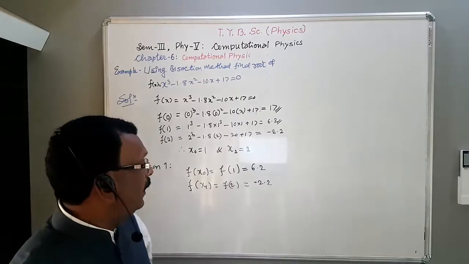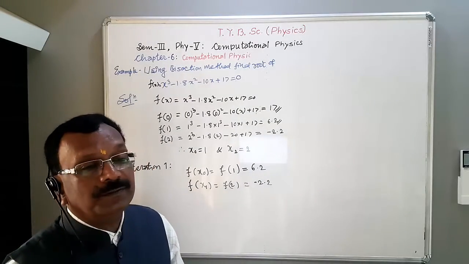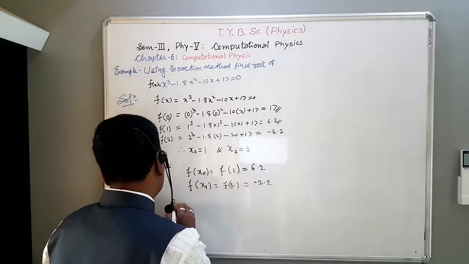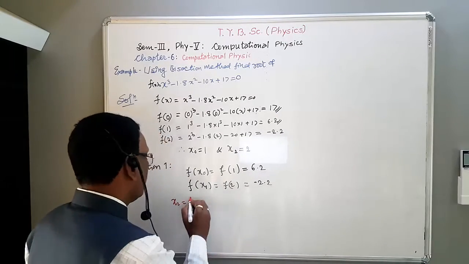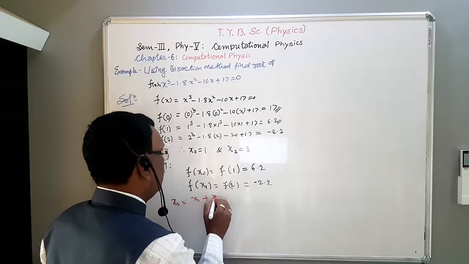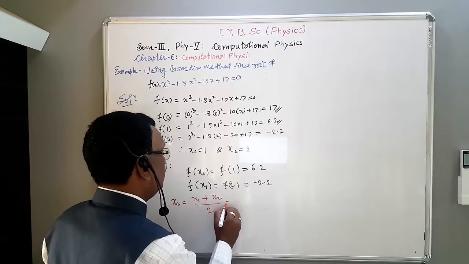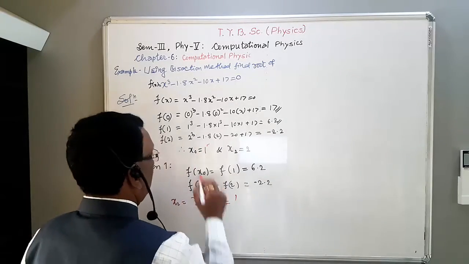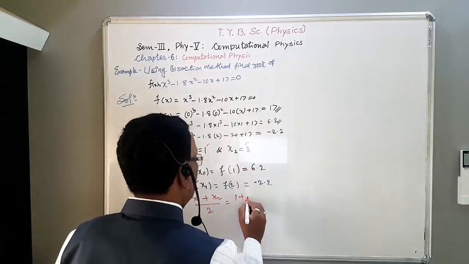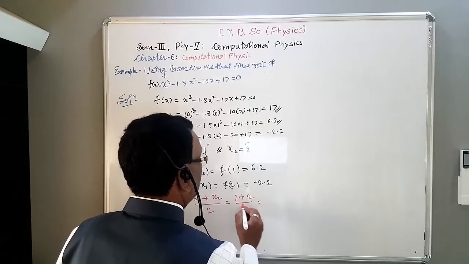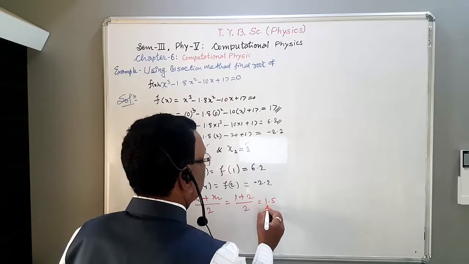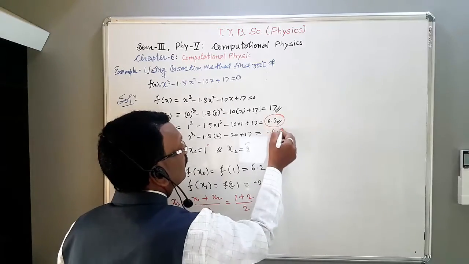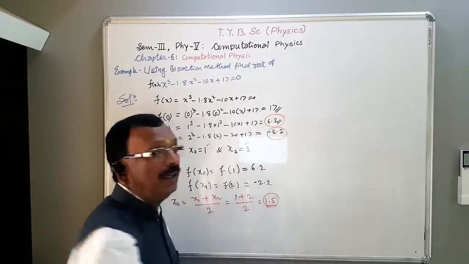Okay. Now after that we have to calculate the midpoint, and this midpoint is x2 is equal to x0 plus x1 upon 2. Substitute the values of x0 and x1. The value of x0 is 1 plus the value of x1 is 2, upon 2. Solve this term, we will get 1.5.